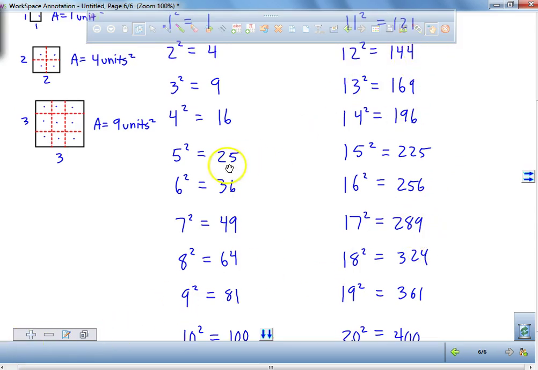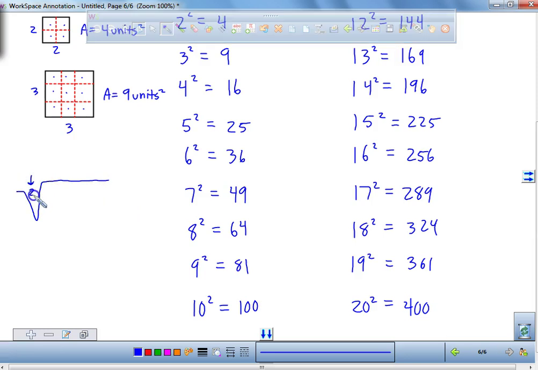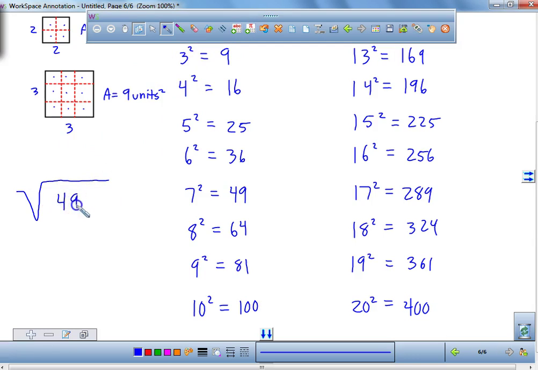Okay, now why would we need to know our perfect squares? Because there's a special symbol called a radical, also known as a square root symbol. And when I put a square root symbol, even though you can't see it, there is a number that goes in there. That number is a 2. So if I say, what is the square root of 49, you're going to say the square root of 49 is a 7.